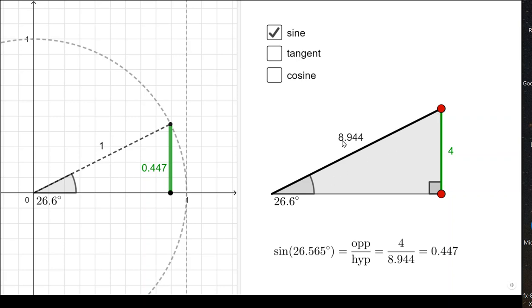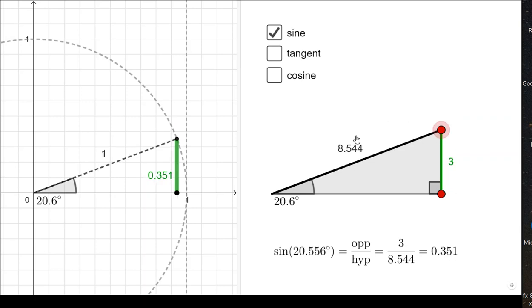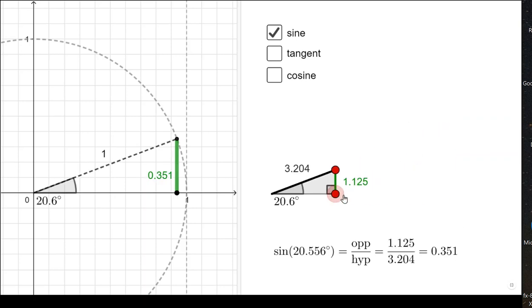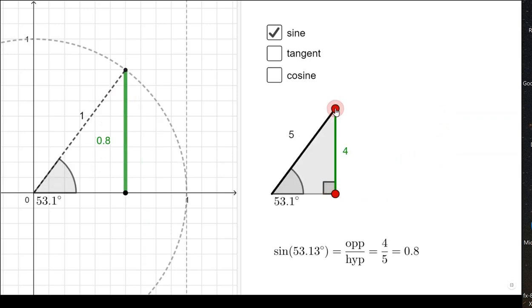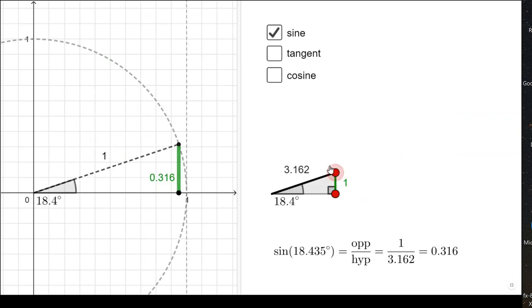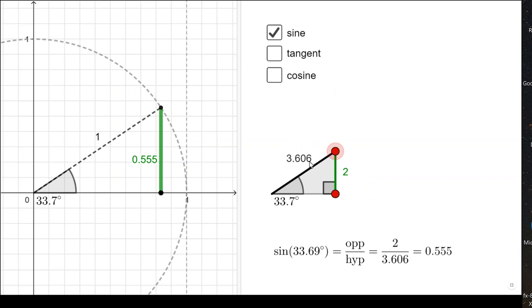So how many 8.944s fit on this green line segment? The answer is 0.447 of them. Let's change the hypotenuse around to 3.606. How many 3.606s fit on this? 0.555, and that is the sine.